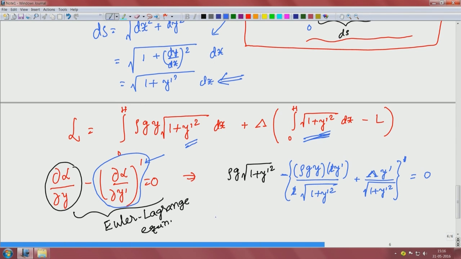So, this and our constraint, which says that the integral from 0 to h of the square root of 1 plus y prime square dx minus l equal to 0, or that is equal to l. So, this differential equation and this constraint have to be solved to find our solution y star of x and our solution value of lambda star.